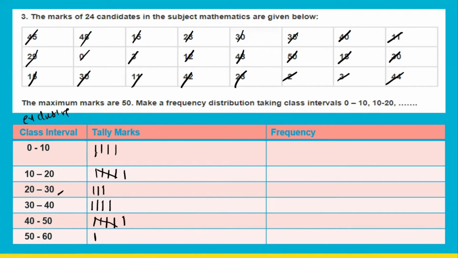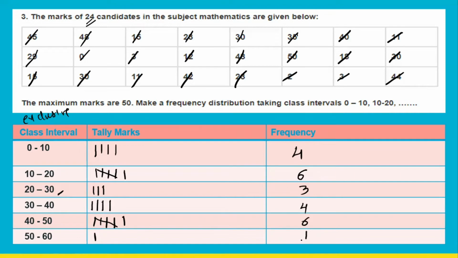Now let us look at the tally marks. 0 to 10, the frequency is 4. 10 to 20, 5 plus 1, 6, the frequency is 6. 20 to 30, it is 3. 30 to 40, it is 4. 40 to 50, it is 6. And 50 to 60, it is 1. Okay, and there are 24 candidates.